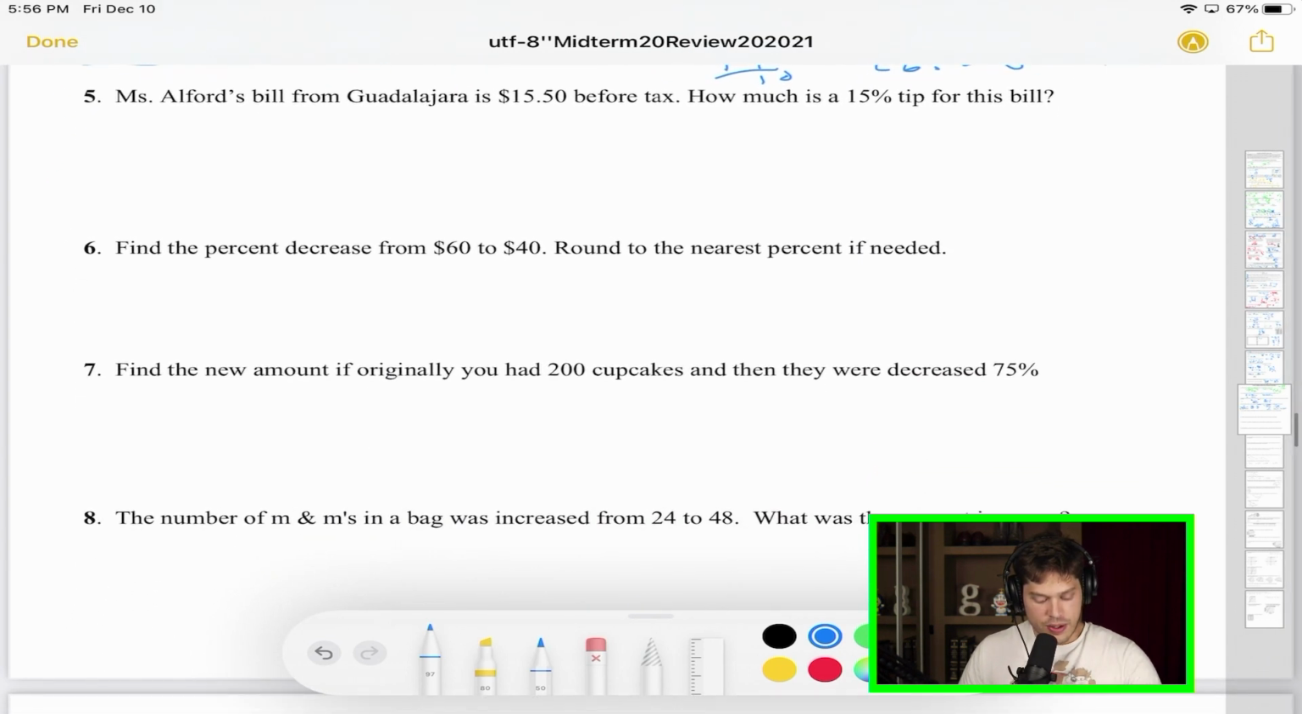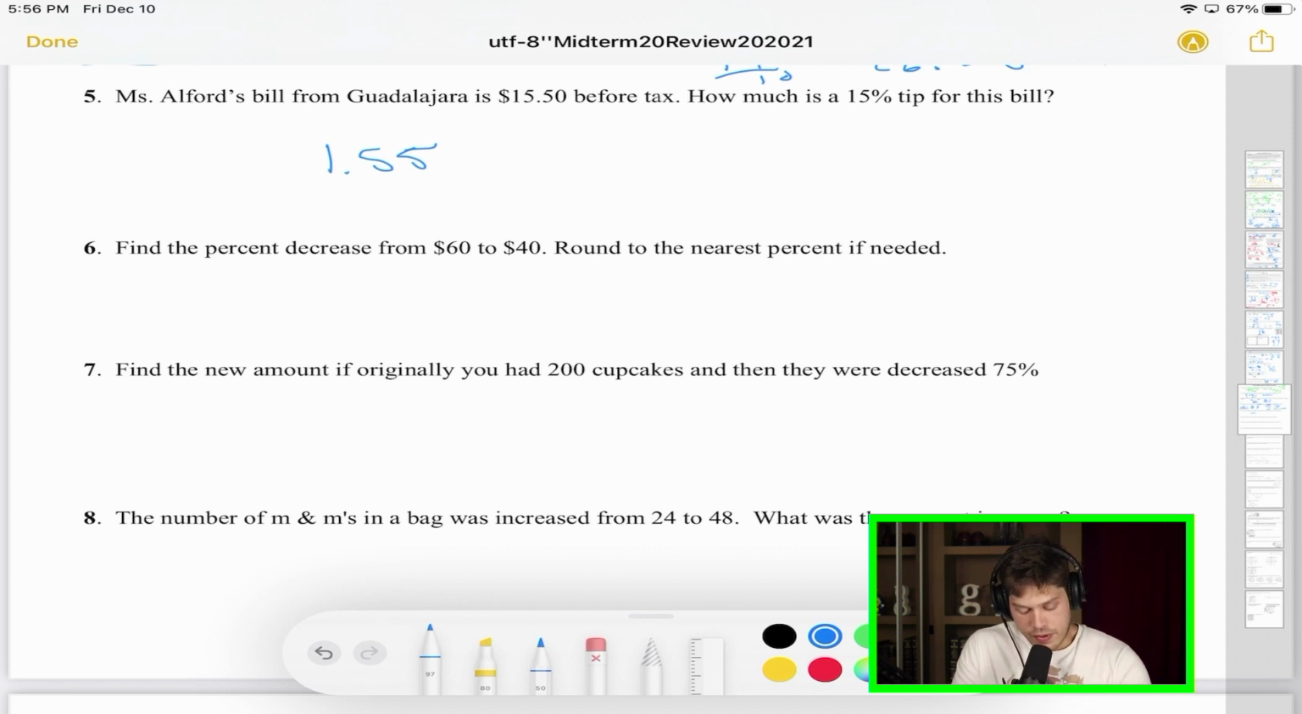Okay, let's continue onward. Miss Alfred's bill from Guadalajara is $15.50 before tax. How much is a 15% tip for this bill? Okay, well, what's a 10% tip? A 10% tip would just be moving the decimal over. A 10% tip would be $1.55.